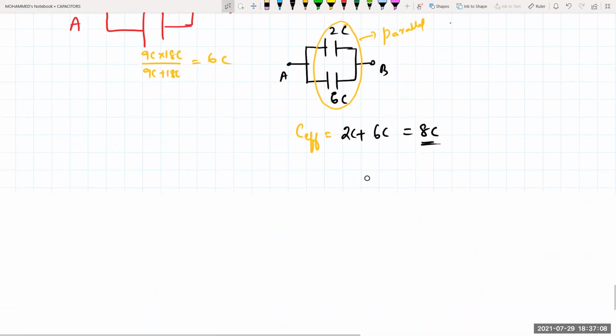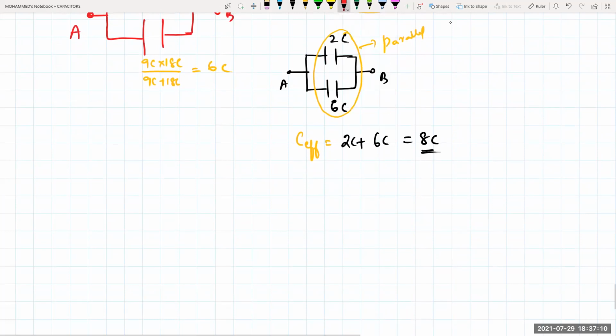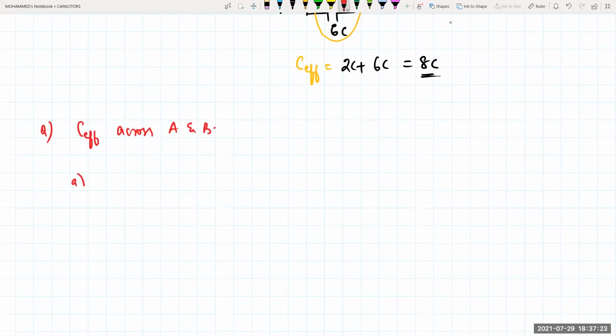One more question. Same: find C effective across A and B. Okay? See the first one, if I'm giving the shape like this.